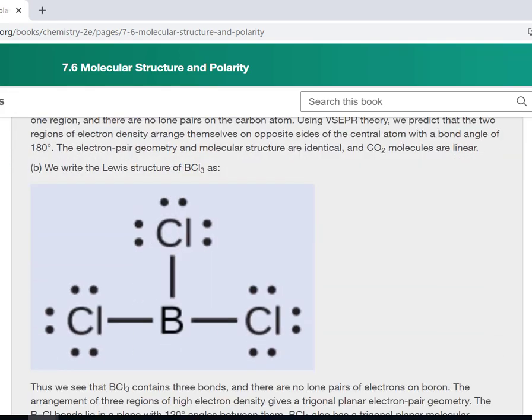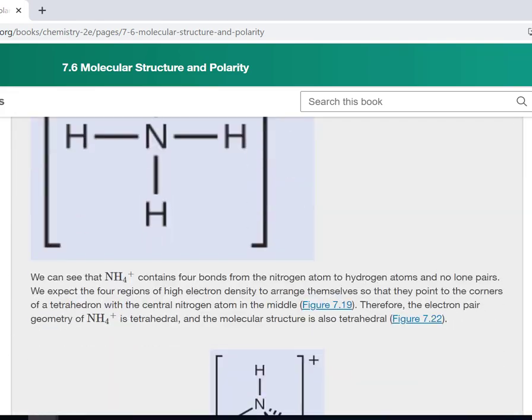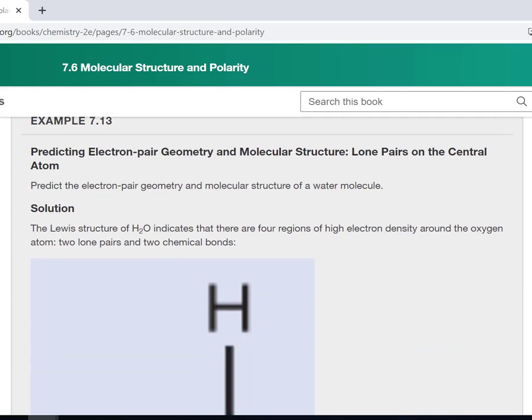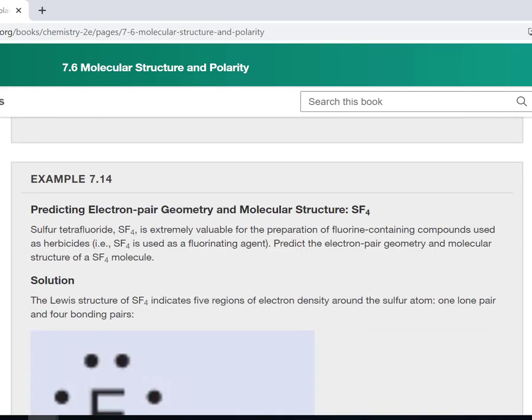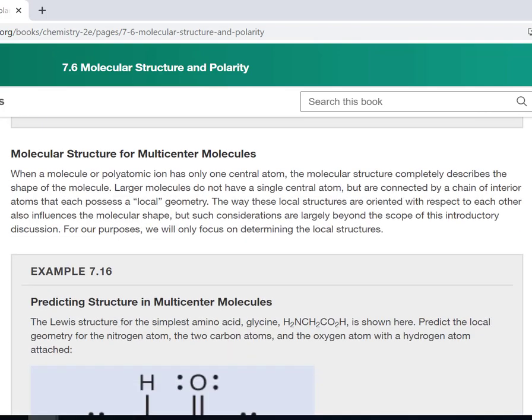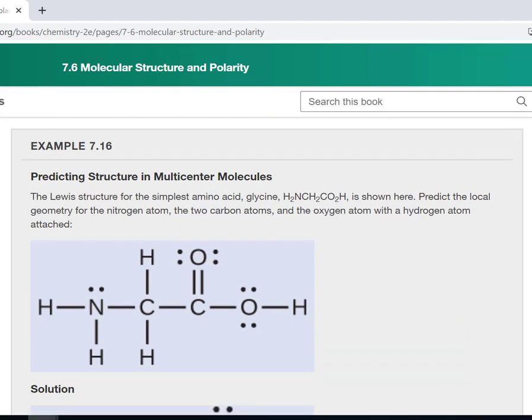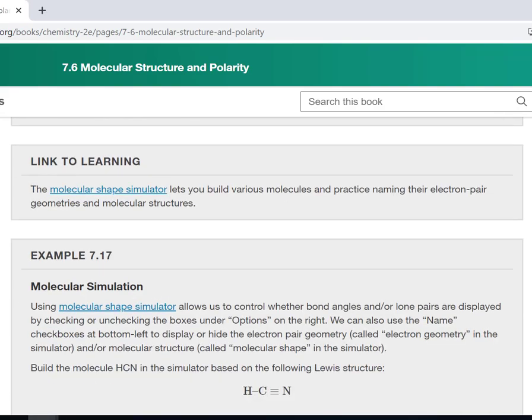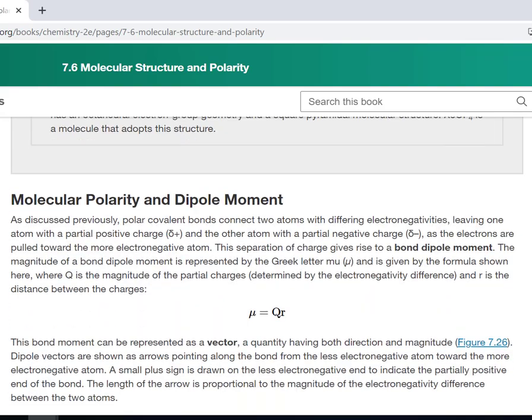Okay, so some examples here of practicing this. Make sure you feel comfortable with this idea before we move on to the next concept, which is talking about molecular polarity.